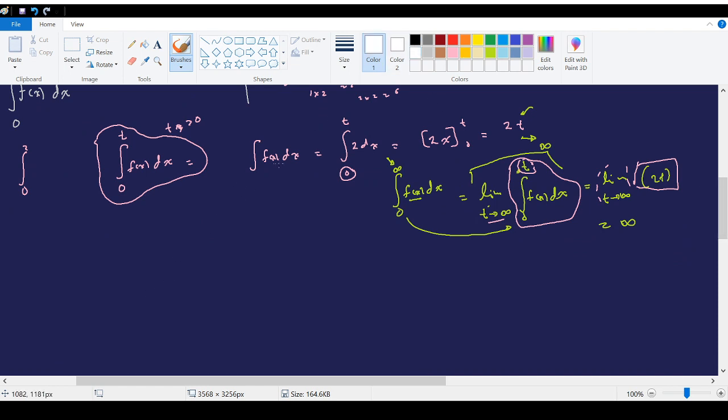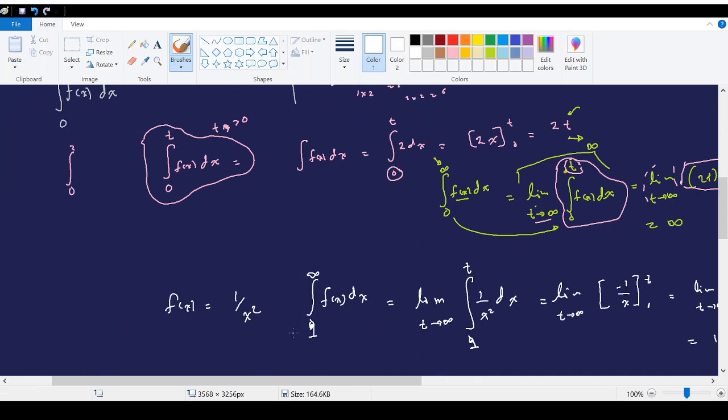Now we'll consider the function f(x) = 1/x². Then to find the limit with infinity as the upper limit, we can follow the same procedure, right? We can consider it as a limit problem where we have the upper limit as t, okay, and we should consider the lower limit as 1, because at 0 this function is not defined.